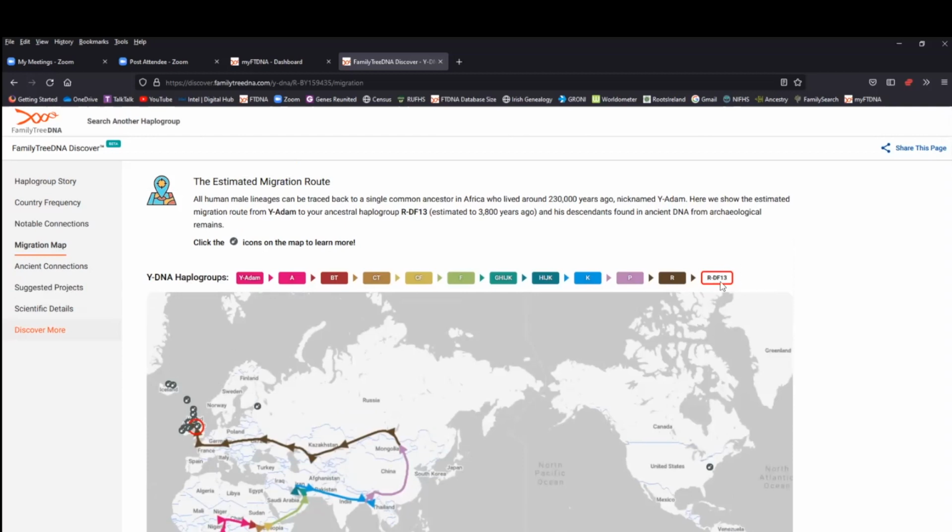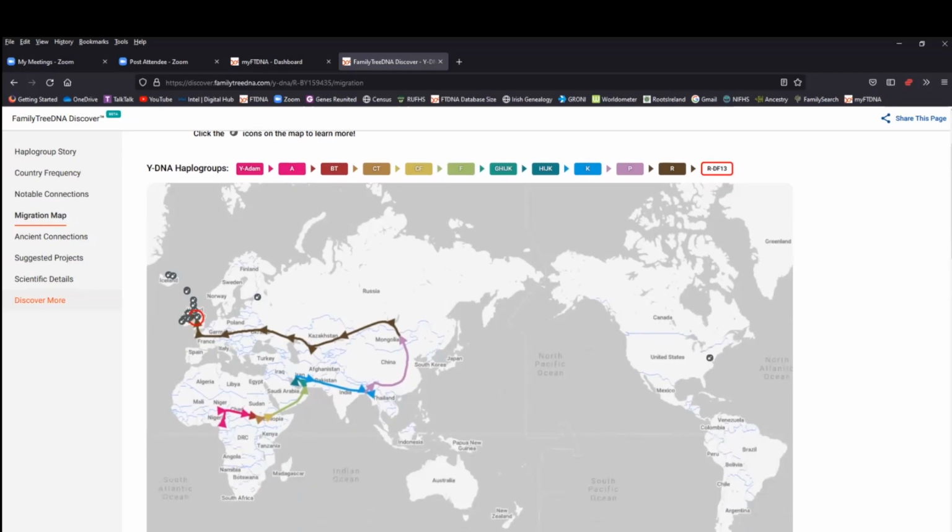Well, that one is slightly further up the tree. So everybody in my group is part of RDF 13, and this is in a wee red box. So what you do is you look at the little red circle, and this little red circle is showing you where RDF 13 was created. And that's where it started.